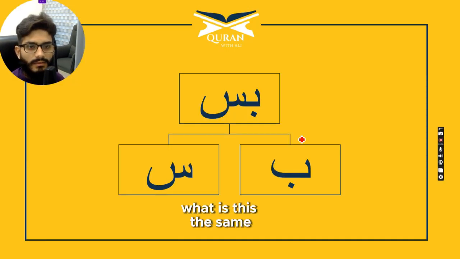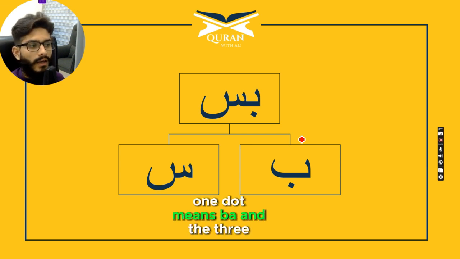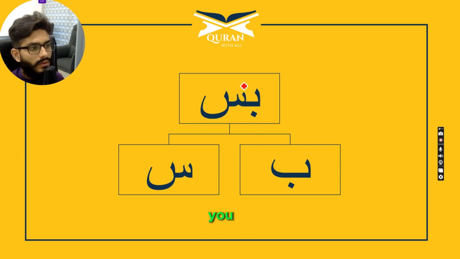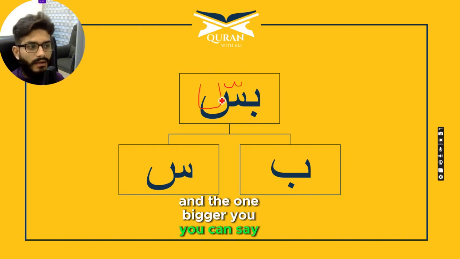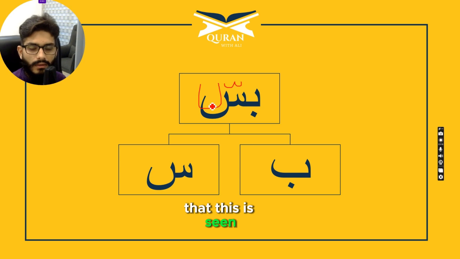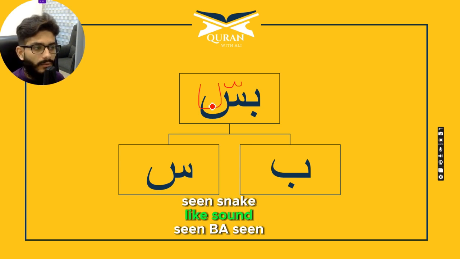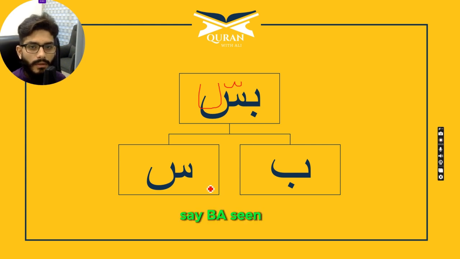What is this? The same, one dot means ba, and the three u, 1 2 u, and the one bigger u, you can say that this is seen. Seen, snake like sound. Seen. Ba seen. Say ba seen.